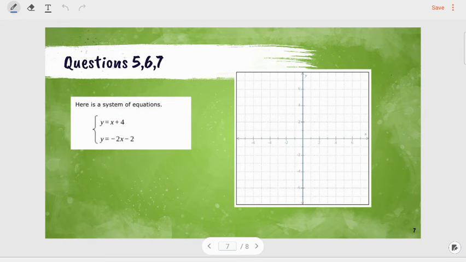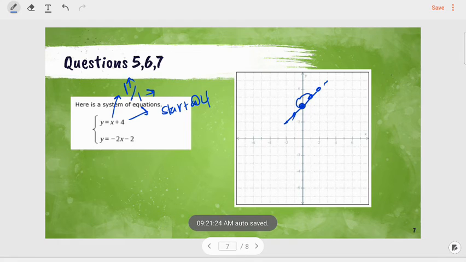Let's just check one more to make sure we've got the hang of that. So on the first equation, start at 4. This slope is 1. Remember to turn it into a fraction. Positive means move up. Positive means move right. So put that information together. Start at 4. Move up 1 and over 1. And I'm going to extend my line on that one.